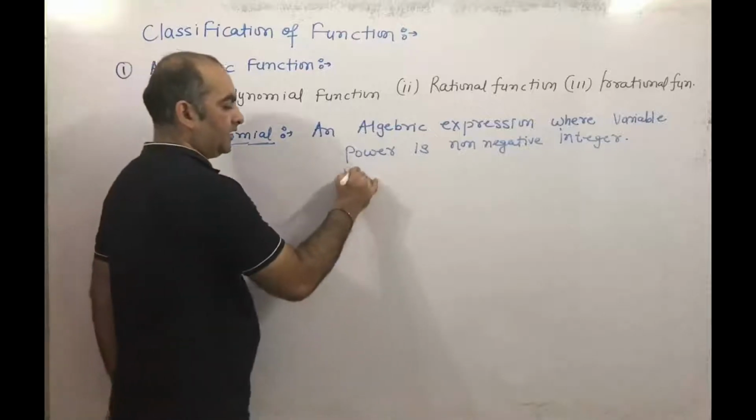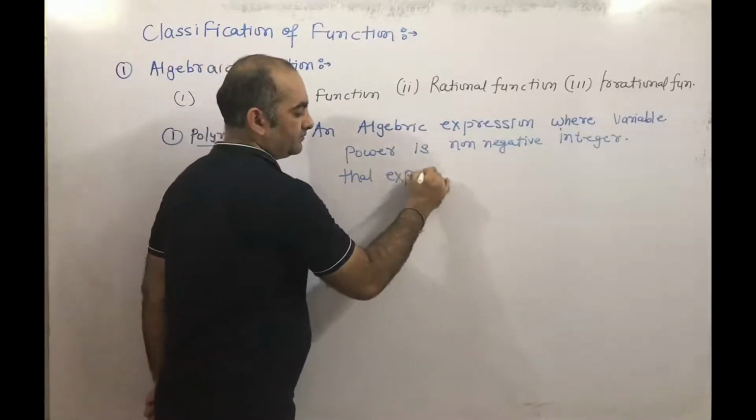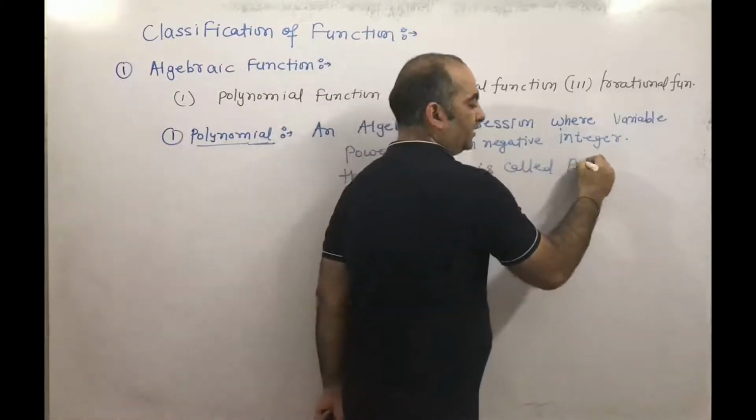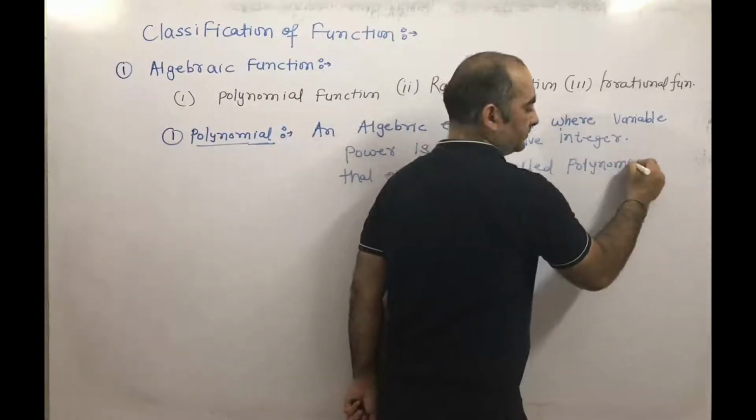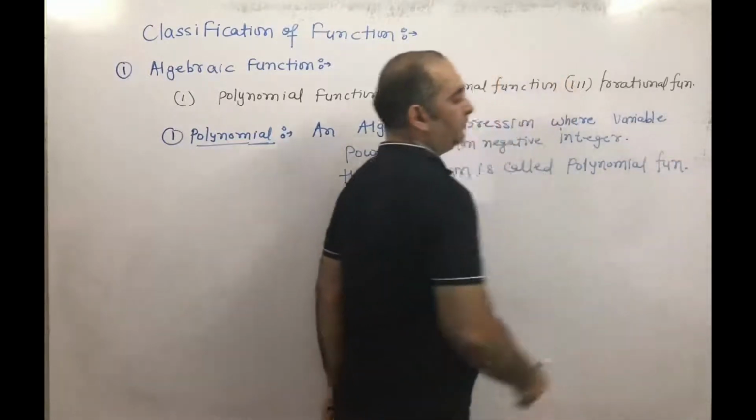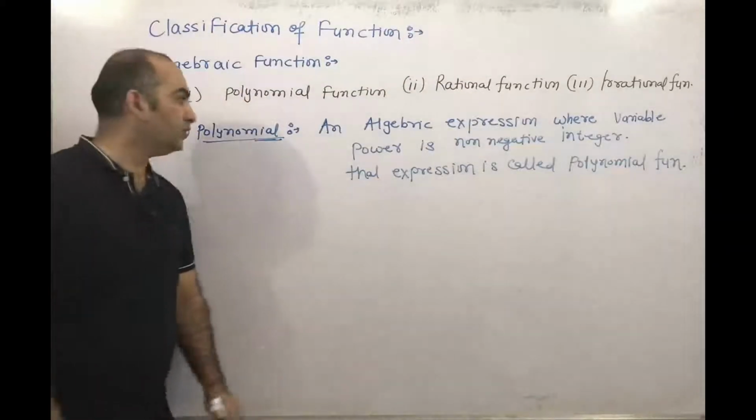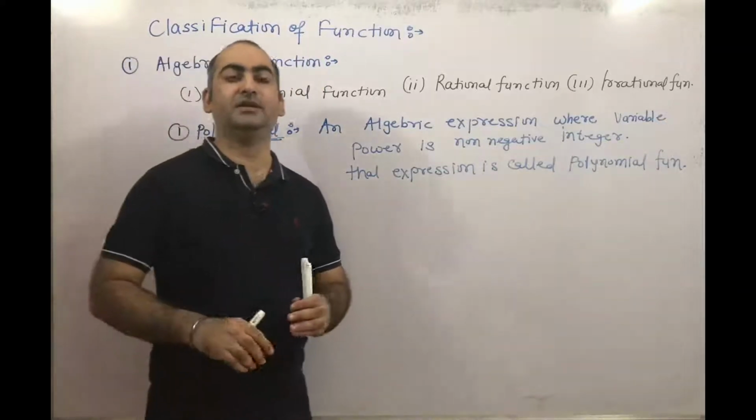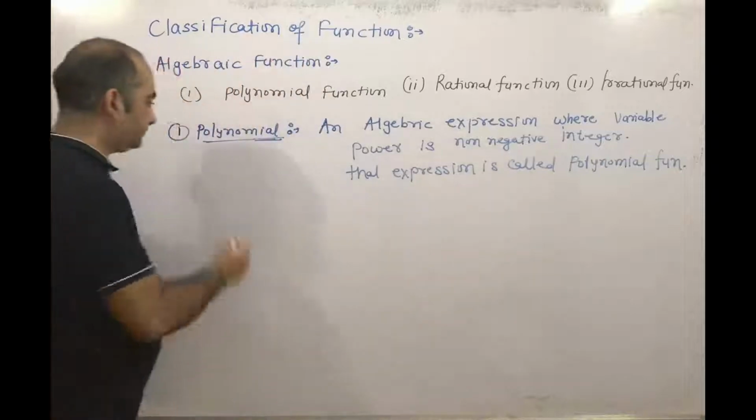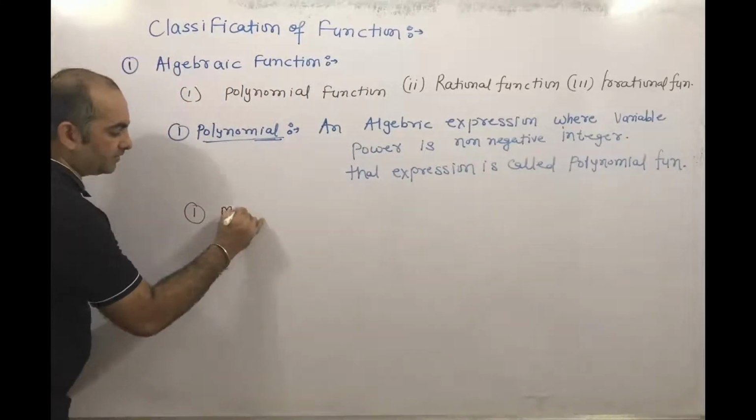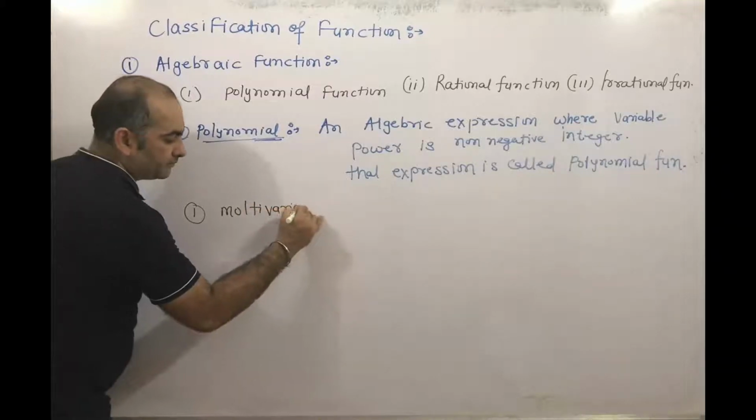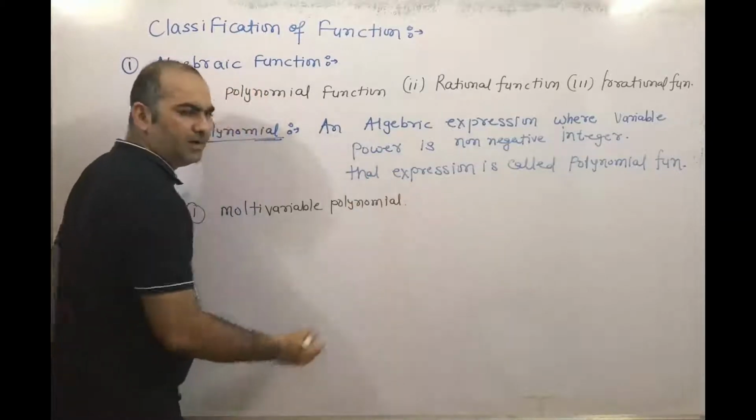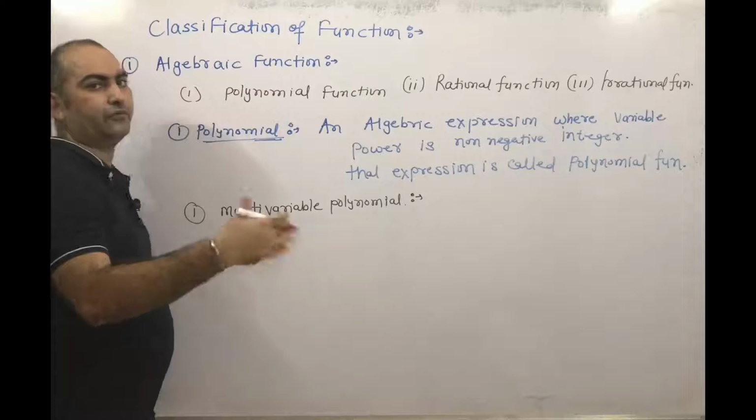That expression is called a polynomial function. Further, polynomials also we can categorize into two categories according to the number of variables. One is single variable, other is multivariable. First is multivariable polynomial. Multivariable can be more than one variable, that means 2, 3, 4 variables will be there.